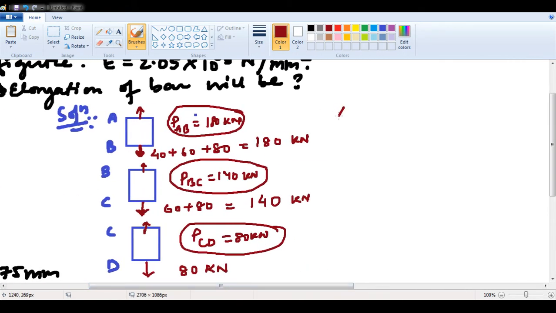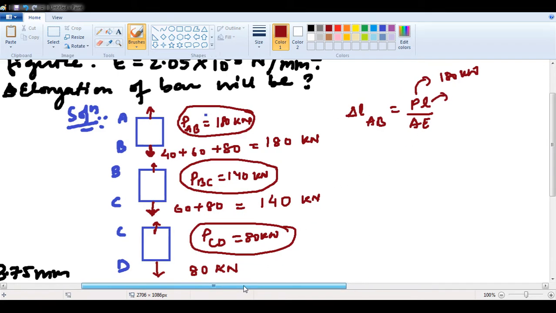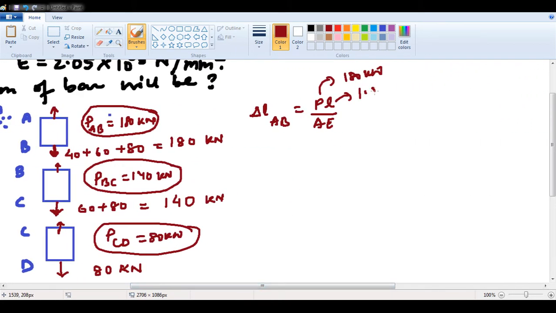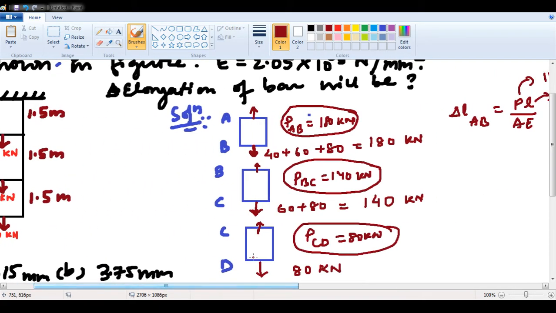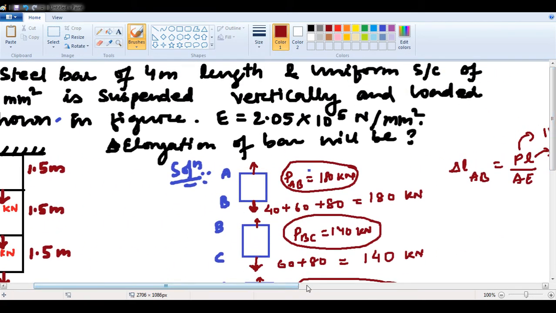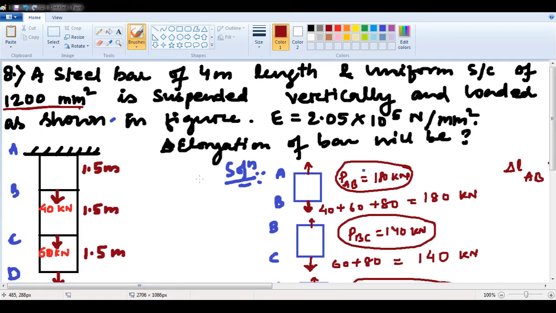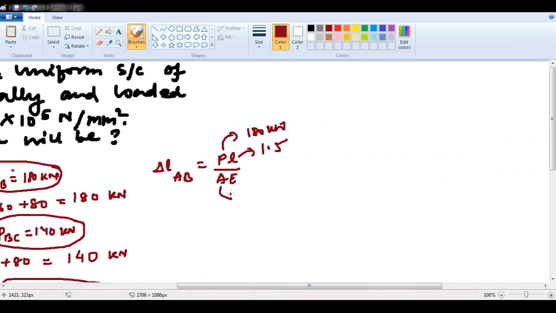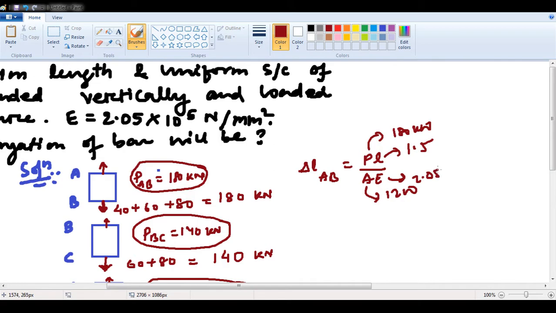Therefore, the extension in AB will be what? PL by AE, where the load is 180 kilonewton, and the length is given as 1.5 meter for all. A is also given in the question itself, 1200 mm square. E is also given, that is 2.5 into 10 to the power 5, right? So similarly we can find the extension for BC and CD.